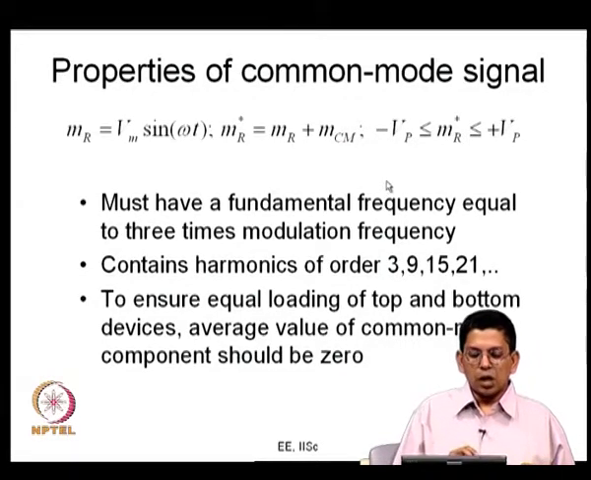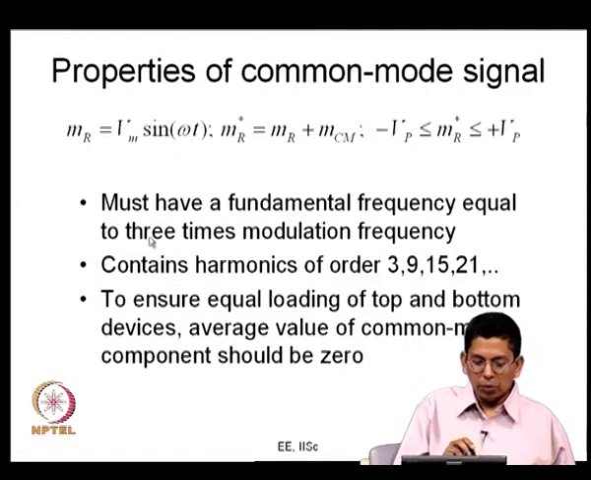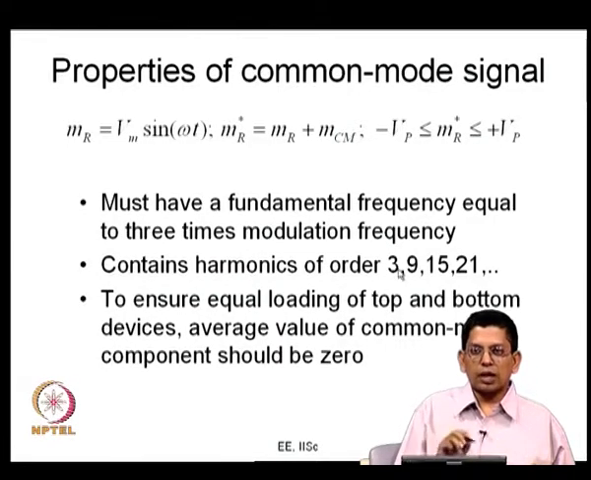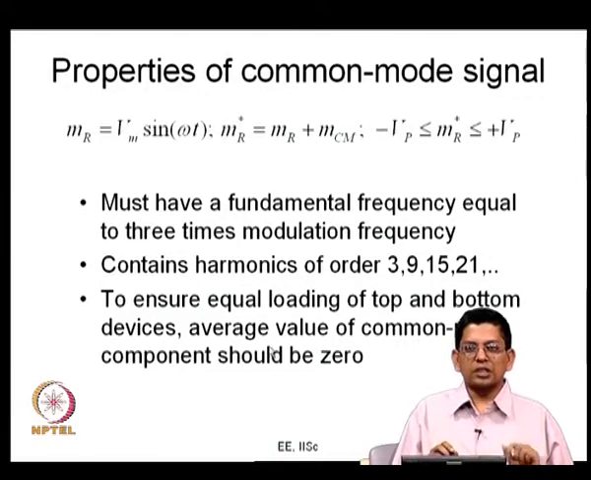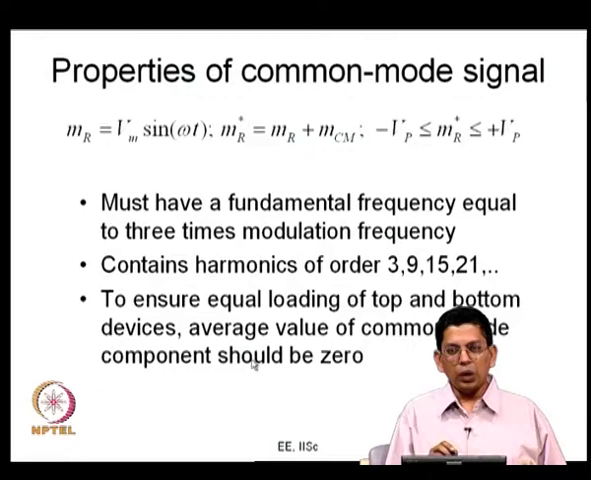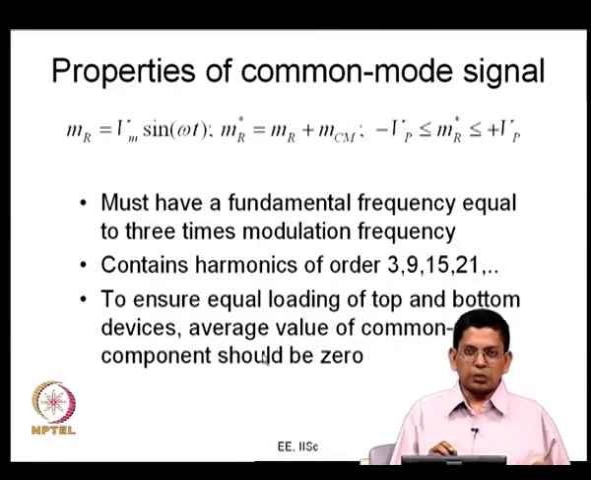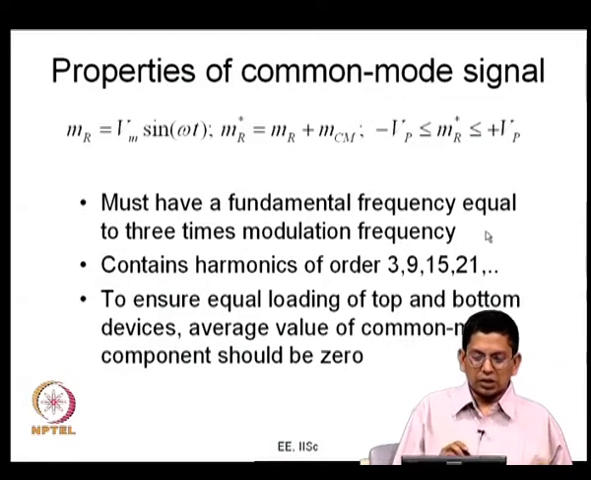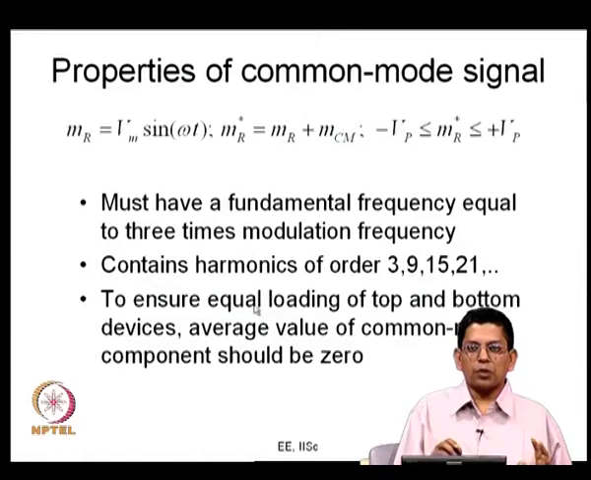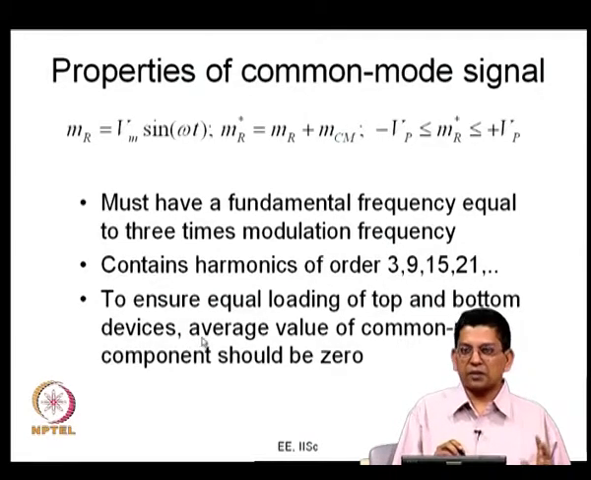On top of this, what should you do? The common mode component must have a fundamental frequency equal to 3 times the modulating frequency. That is, the common mode component's periodicity should be 120 degrees of the fundamental now. Only then what is added is common to all the 3 phases now. So, this is another condition, and this condition naturally means it has only the triplen frequency components like 3, 6 etc.